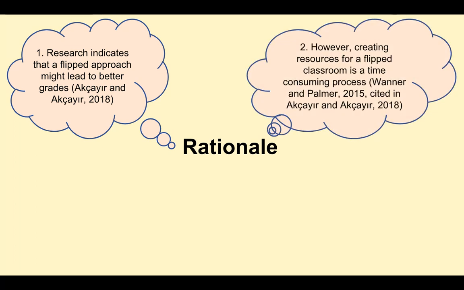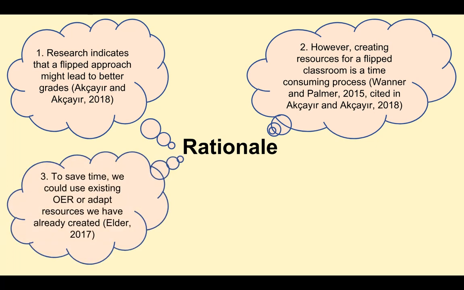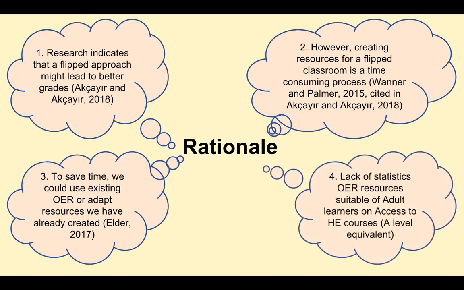However, research by Warner and Palmer indicates that it can take up to 6 times longer to prepare materials for a flipped classroom. So to save time, we could use existing open educational resources or adapt the resources we already have. I've decided to adapt my own resources because there didn't seem to be much material out there suitable for Level 3 access to HE learners.